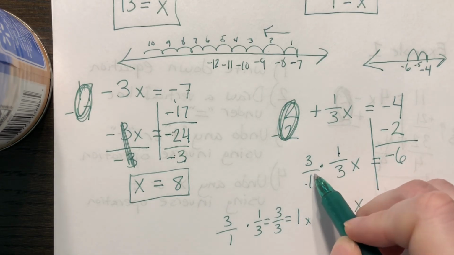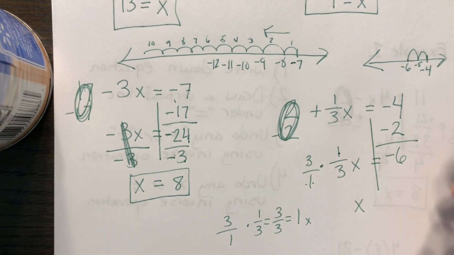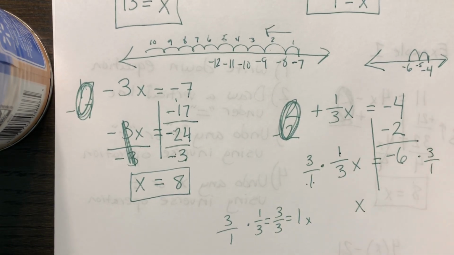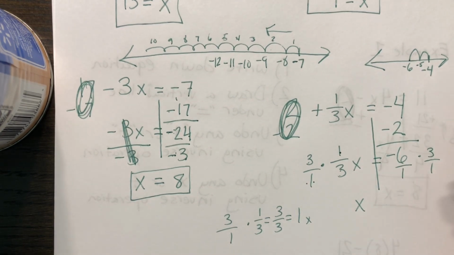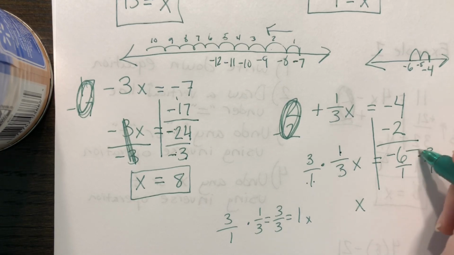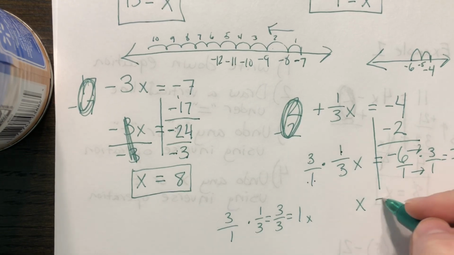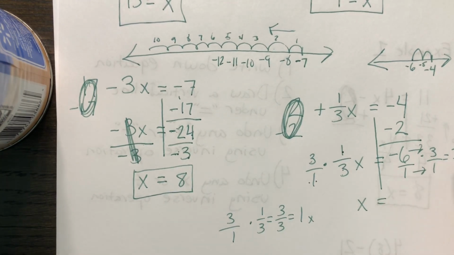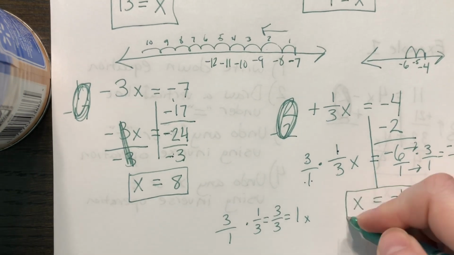So whatever I do to one side, if I multiply by 3 over 1 to get rid of this, I need to multiply this one by 3 over 1. And so I'm multiplying a whole number, -6. So I'm going to put -6 over 1 times 3 over 1. Negative 6 times 3, that is a negative 18. 1 times 1 is 1. Sorry, 1 times 1 is 1. Oops, I said that wrong. So now I have negative 18 divided by 1, which is the same thing as negative 18.